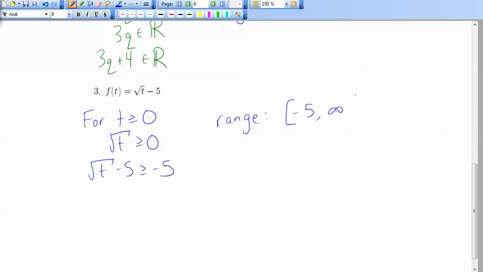Okay? Again, finding range can be a bit tricky. You kind of have to make it up as you go along. What you're trying to do is take your domain or your inputs and slowly build up the expression that we see for our function using order of operations. And any restrictions that come about as a result of that, they will affect our range.